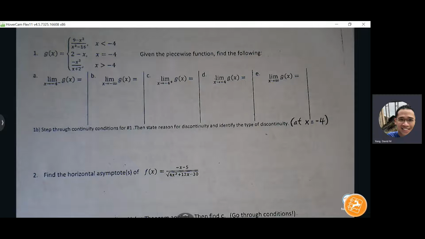Okay, so start number 1, A through E. Go ahead and try those first. The key is on the back. You can check your answer, but I will go over each with you once you've had a chance to try.